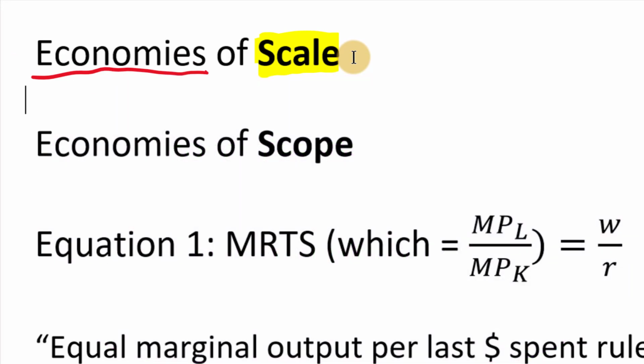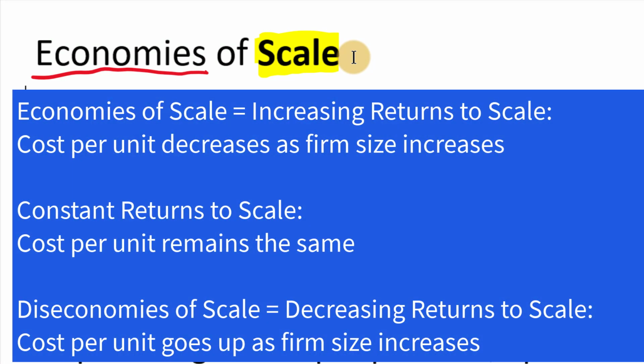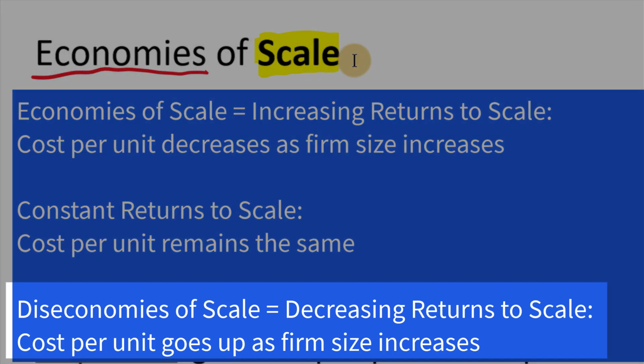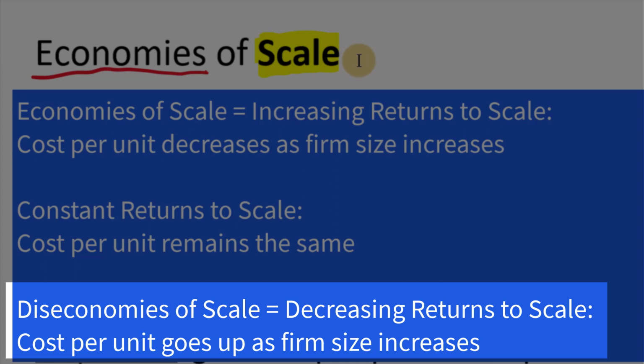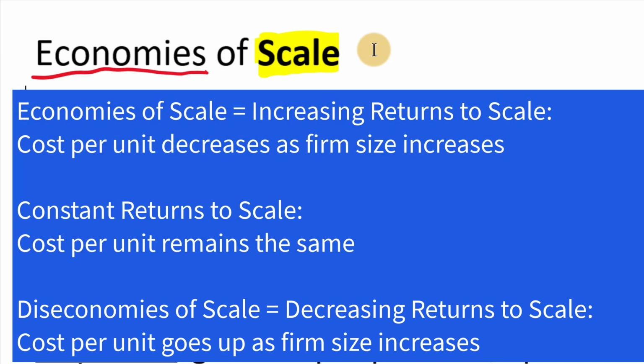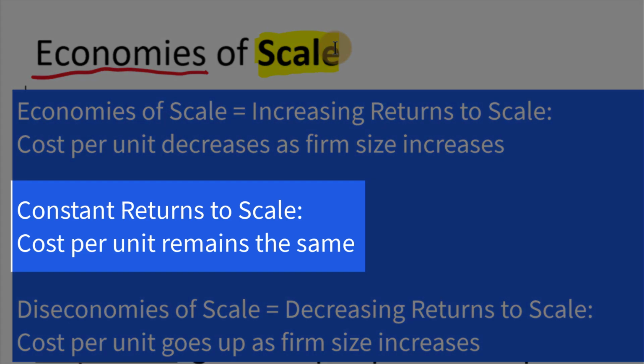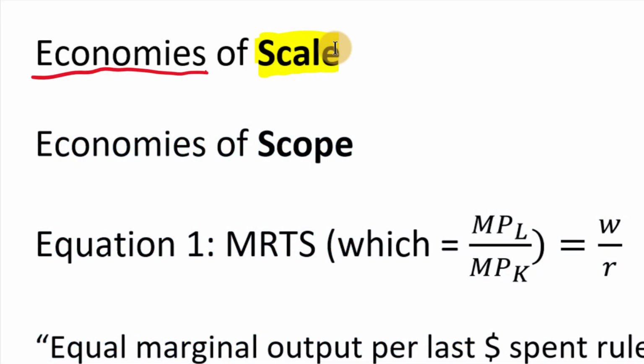If you make your firm larger, and I mean scaling everything up, land, labor, capital, and entrepreneurship, and your cost per unit goes up, we call that diseconomies of scale. Sometimes we'll also call this decreasing returns to scale. If you scale up your business and your cost per unit stays the same, we'll call that constant returns to scale.